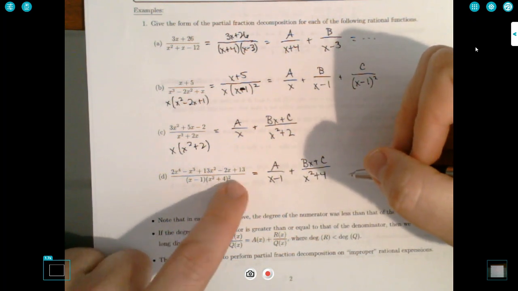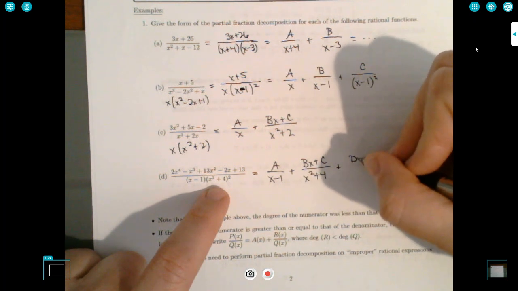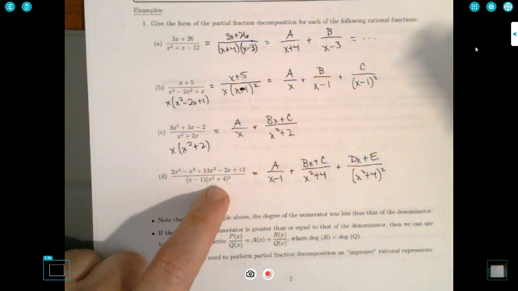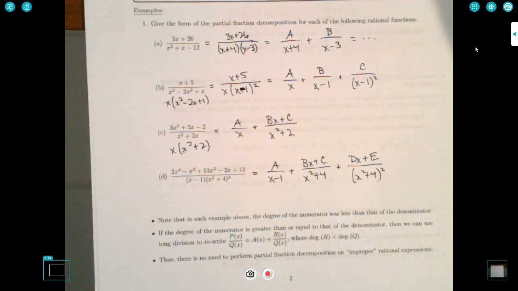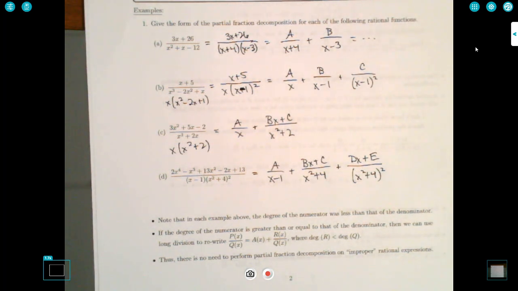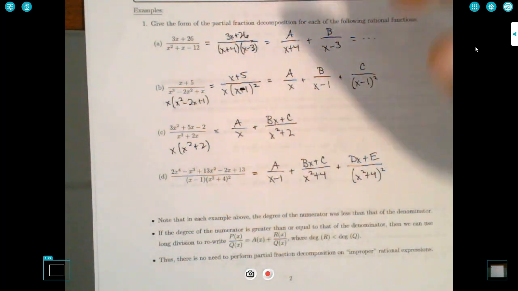And then because it's repeated twice, you have to have a second copy: dx plus e over x squared plus 4 squared. And then the idea is that, of course, you're going to solve for a, b, c, d, and e in the next step. But this is the idea behind partial fraction decompositions. And once you've got the format down, you solve for the coefficients by either using the cancellation method, or by using the equating coefficients method, or by some combination of the two.